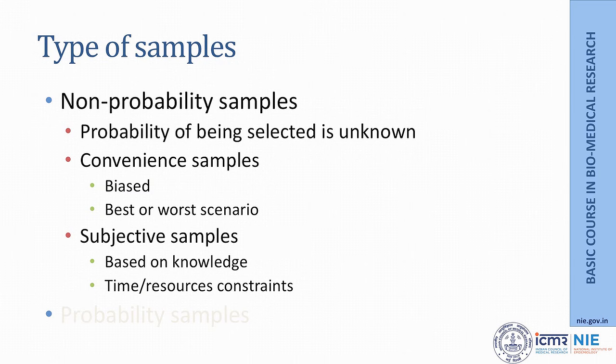You just take whatever region is convenient to you, close by to your place, and you can go and see the first 100 people that you come across. That could be a convenient sample.